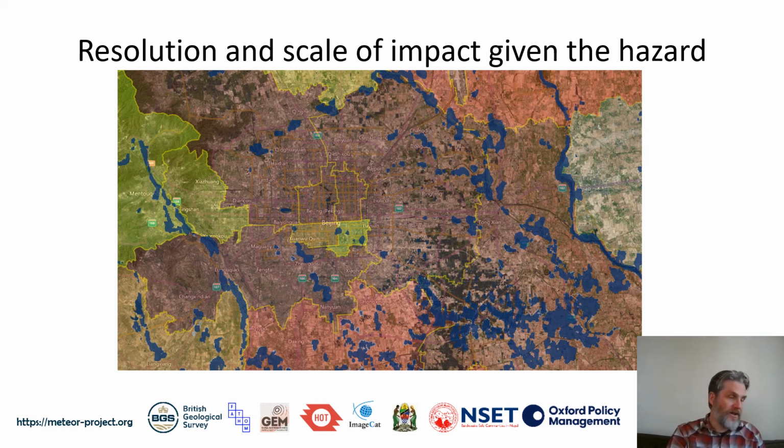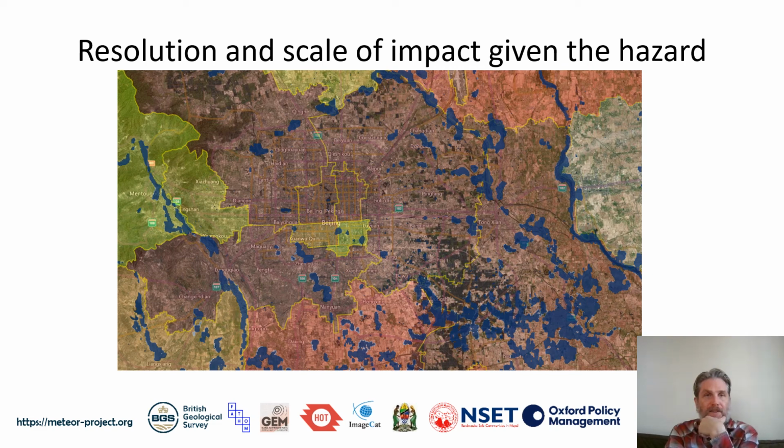All right, more on understanding exposure data. Let's take a look at resolution and scale of impact given the hazard once again. I think I introduced this problem already.